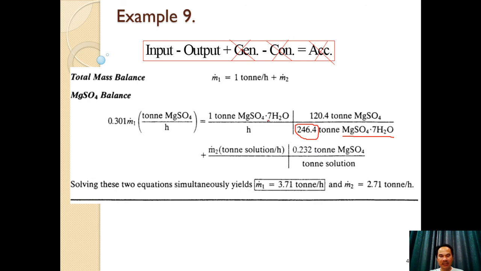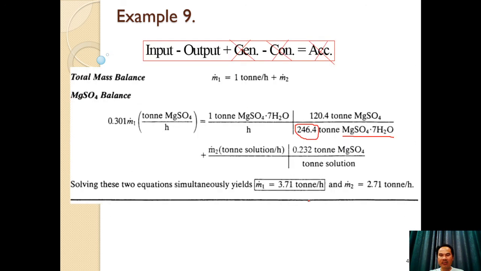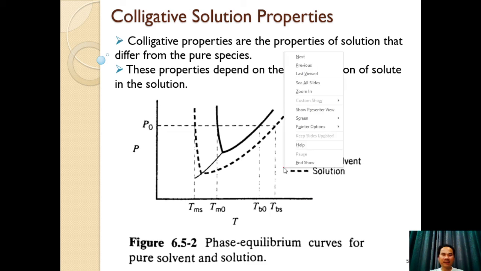We have two equations. M1 equals 3.71 ton per hour. M1 means the feed solution. M2 means the output solution. I will stop for a break here, and I will continue after.